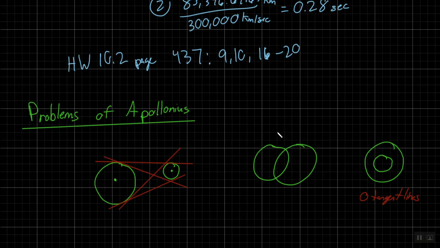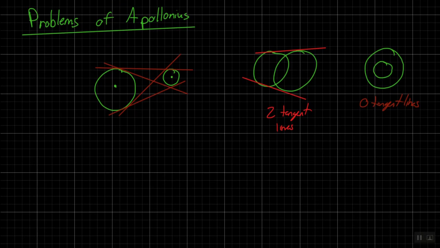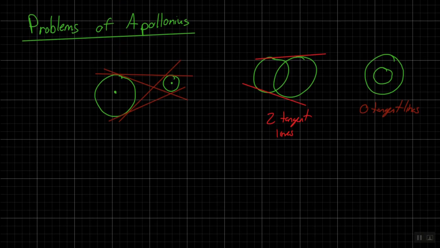I need a brighter color. What about the second pair? 2. So 2 tangent lines. So it's above and below. I could have drawn them better by hand. Okay. We're not done. That's just the start of his problems.